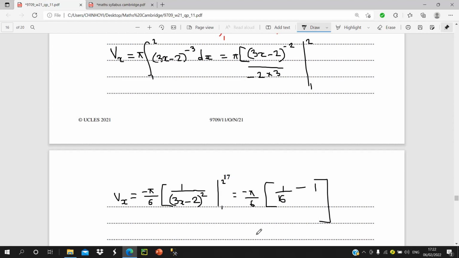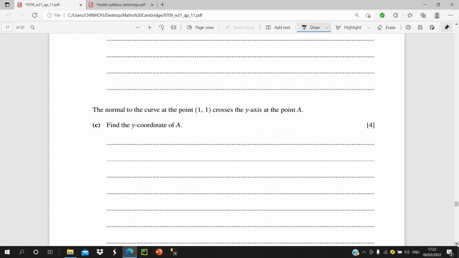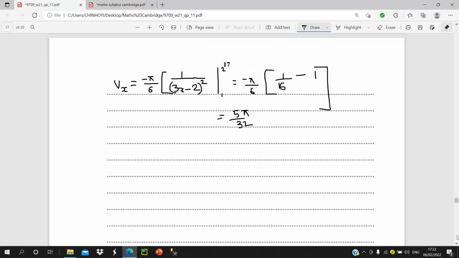Then if you simplify this, you are going to get your final answer is 5 pi over 32 cubic units. Your answer will be in cubic units, so you write cubic units. So this is the solution for this part. I hope we have got the same answer.